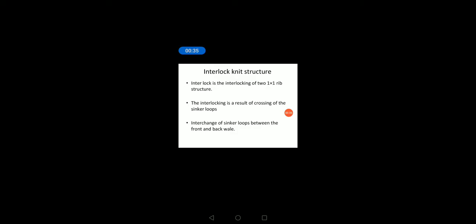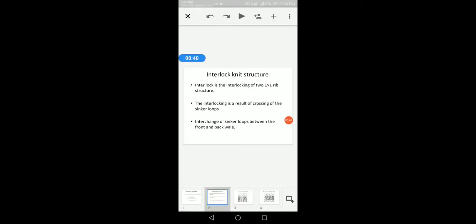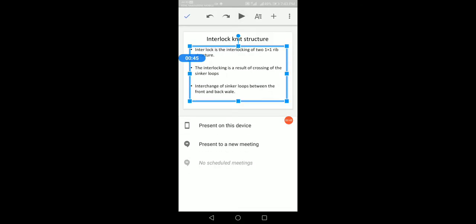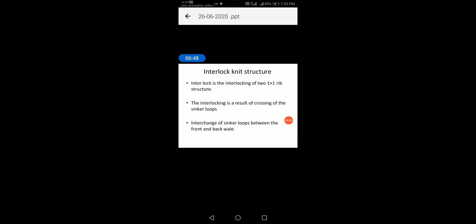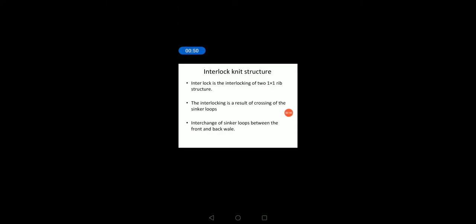Okay, in interlock knit structures, the interlock knit structure is interlocking of two 1 and 1 rib structures, meaning the plain as well as the weaving structures 1 into 1, or 2 into 2, or 3 into 3. It is a plain view, 1 into 1, 1 up, 1 down, like that. The interlock is the interlocking of two 1 and 1 rib structures.